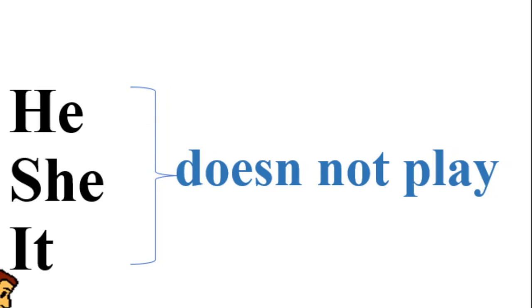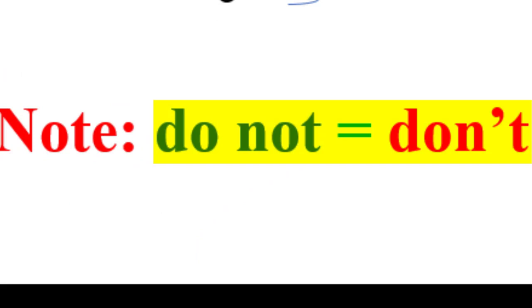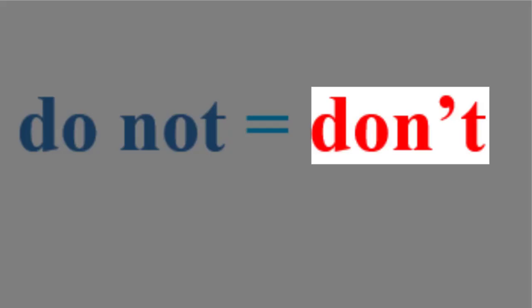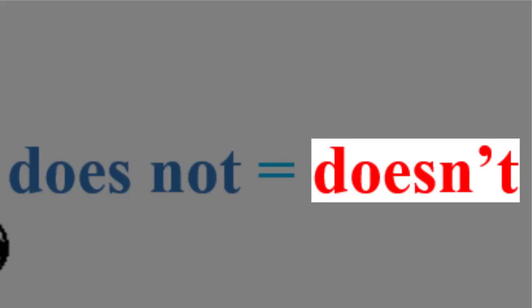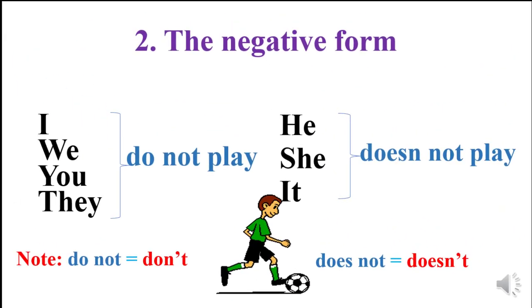But let's have a look at a note here. We have do not, this is the long form. Don't is the short form, which means we can say I don't, we don't, you don't, and they don't play. The same thing can be said about does not. The short form of does not is doesn't, which means we can say he doesn't play, she doesn't play, and it doesn't play.